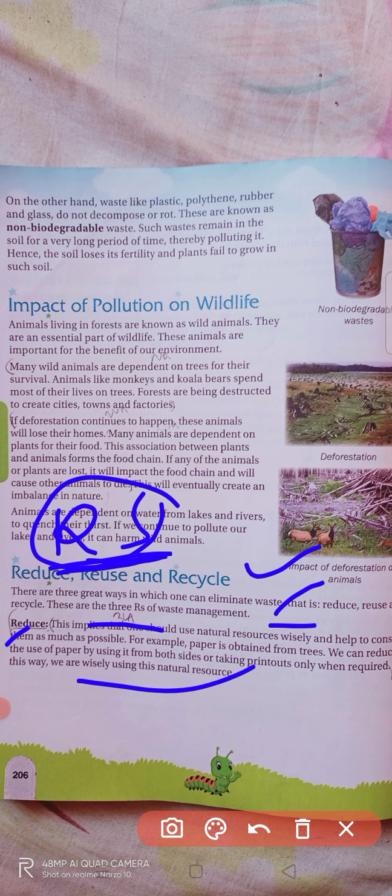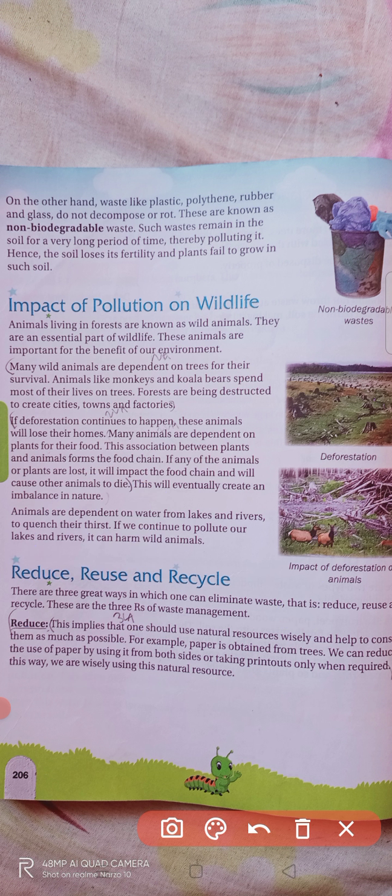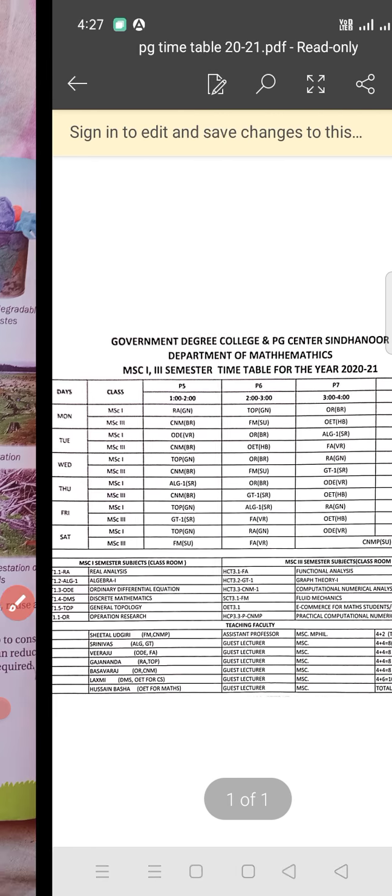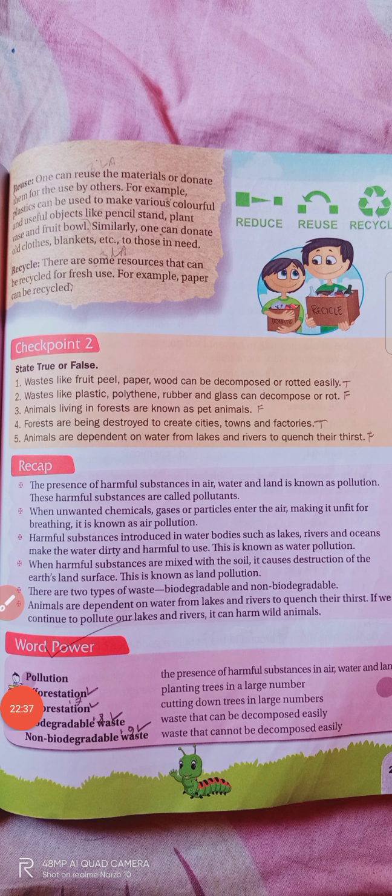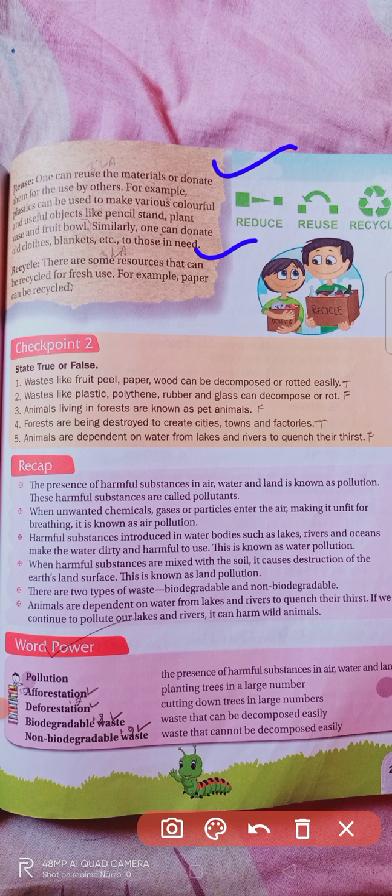We should wisely use these types of materials, and also be careful about printouts. If we unnecessarily take printouts, it results in the wastage of paper, right? So we should avoid unnecessary printouts and wisely use this resource. Coming to reuse and recycle: here we learnt about reduce, and reduce means we should avoid using things unnecessarily.